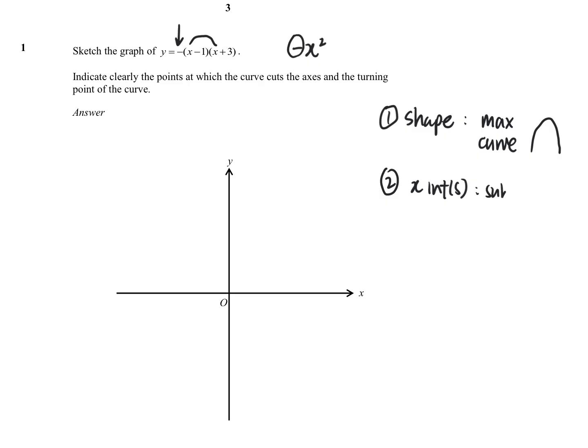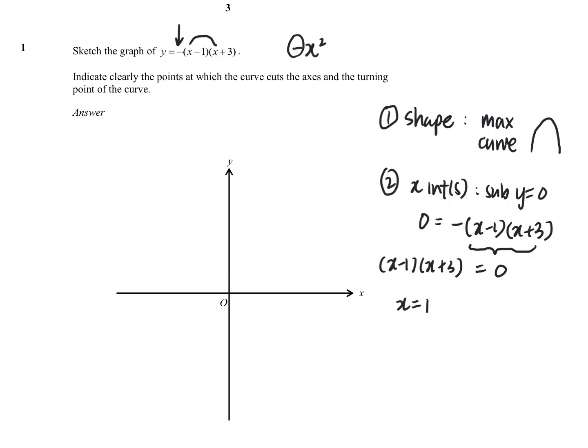Okay, second, from factorized form, we will find x-intercepts. So sub y as 0. So when y is 0, you don't need to expand the negative in. Just bring these two to the other side. Then the negative disappears. Okay, then you just solve. One is 1. The other one is minus 3.